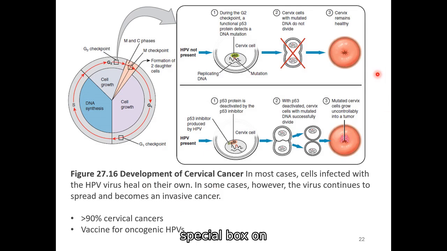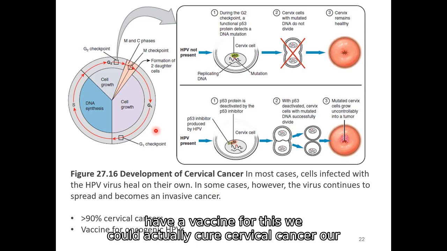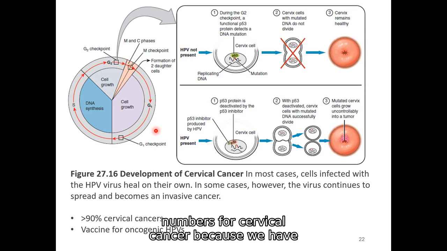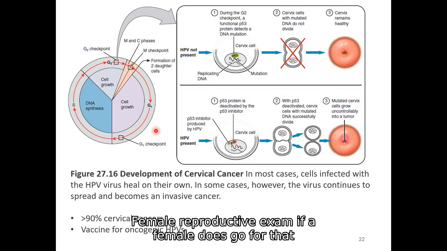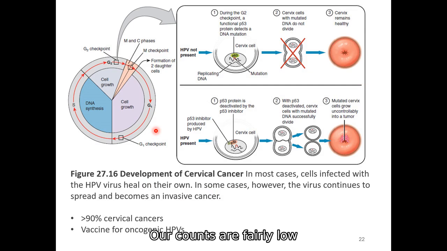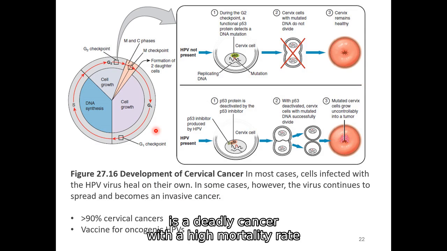So your book did a little special box on how we get to cervical cancer. Like I said, the fact that we have a vaccine for this, we could actually cure cervical cancer. Our numbers for cervical cancer are fairly low, because we have been doing pap smears, which are part of a female reproductive exam, if a female does go for that. However, globally, it's still a problem, and it is a deadly cancer with a high mortality rate.